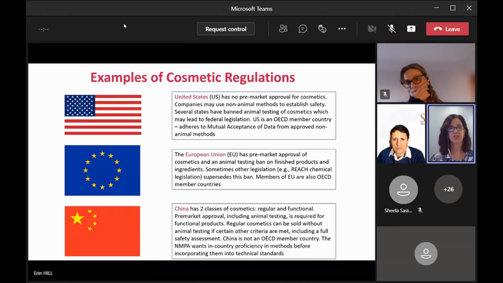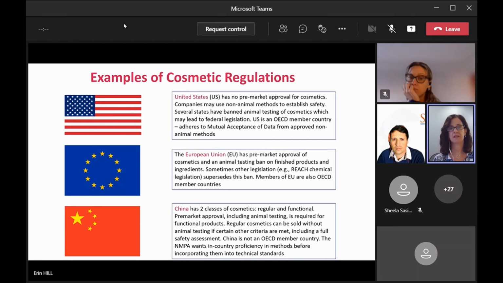IIVS has been working in China for the last decade, working with the National Medical Products Administration to accept alternative test methods for the regulation of cosmetics. And China is very interesting. To start, they have two classes of cosmetics. They have something called regular cosmetics, regular color cosmetics, lotions, shampoos, and they have functional products, anything like a hair dye or anti-wrinkle product. So there is pre-market approval, including animal testing for all functional products right now. It doesn't matter where they are manufactured.